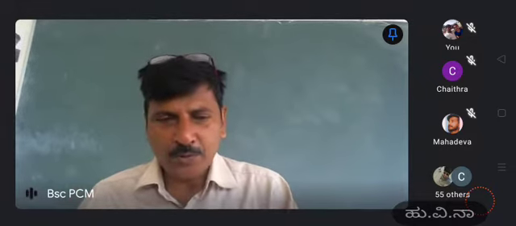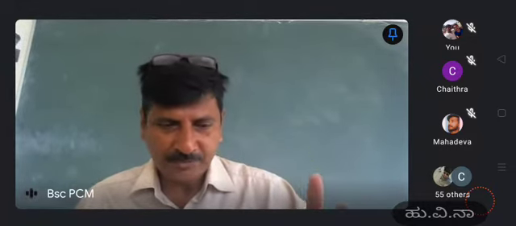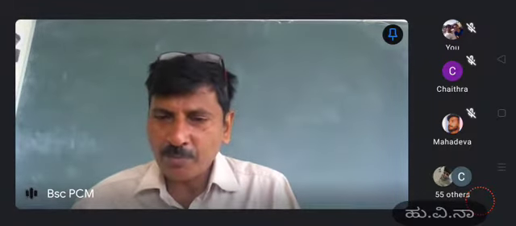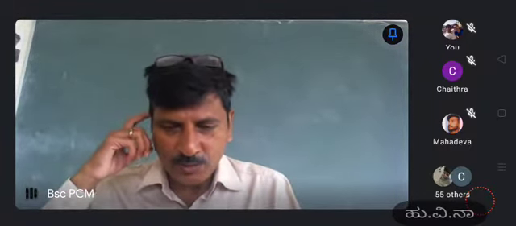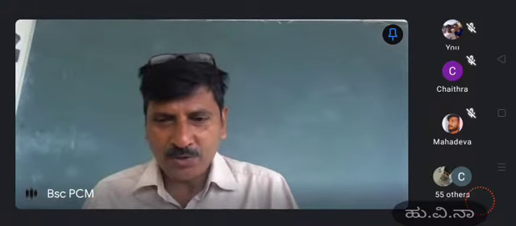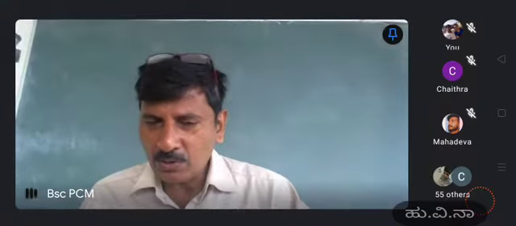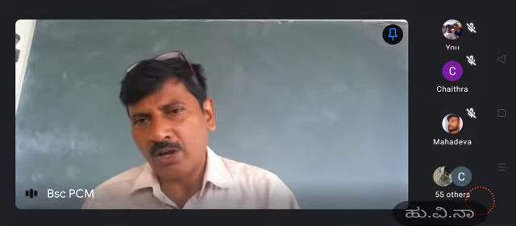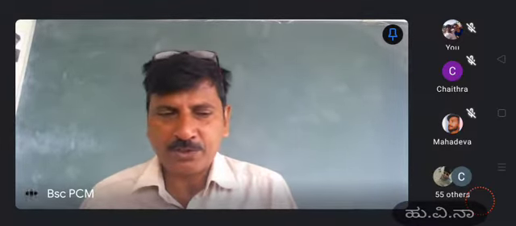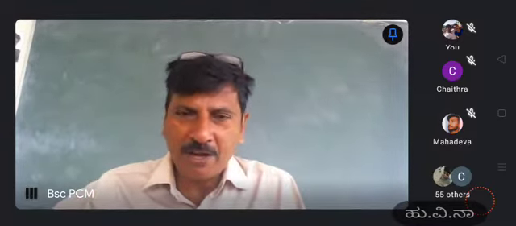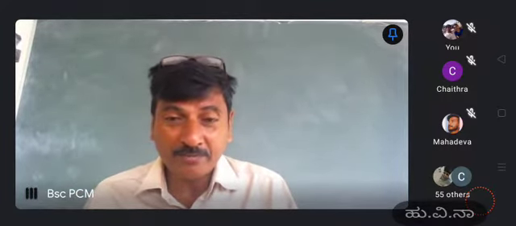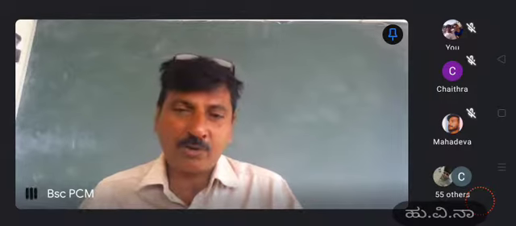Suppose you consider the nucleus. I start with the proton, that is 1H1. The hydrogen contains only one proton, one electron, no neutron. Therefore, it is capable of giving NMR. What is the reason why it gives NMR? That is an important question.